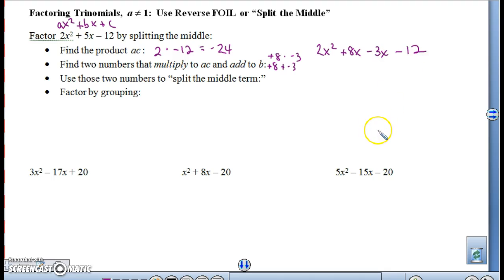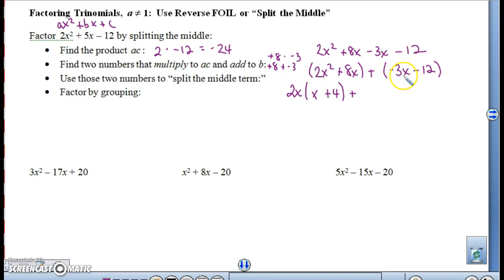Now I'm going to factor this by grouping. Grouping means we take these and split them into two groups. 2x squared plus 8x in one group, plus negative 3x minus 12 in another group, and we have this grouped here. Take each parenthesis and factor out the greatest common factor. 2x squared plus 8x, the GCF is 2x. And when you divide it out, you're left with x plus 4.